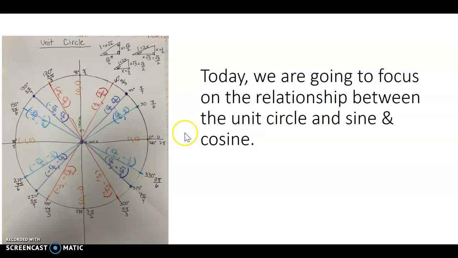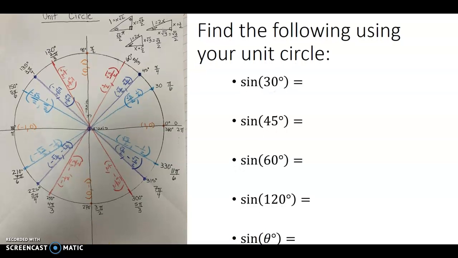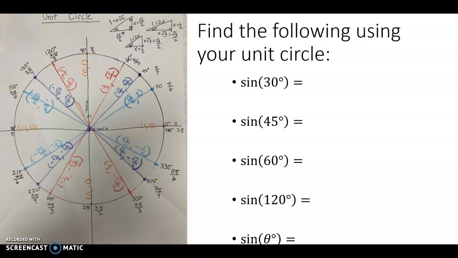Today we're going to just focus on the relationship between the unit circle and sine and cosine. We're going to investigate the relationships, and then based on our investigation for sine and cosine, we're going to find the others. Okay, so we're going to first look at this first part. Sorry, I have to move it down just a little bit. So we're going to find the following using our unit circle.